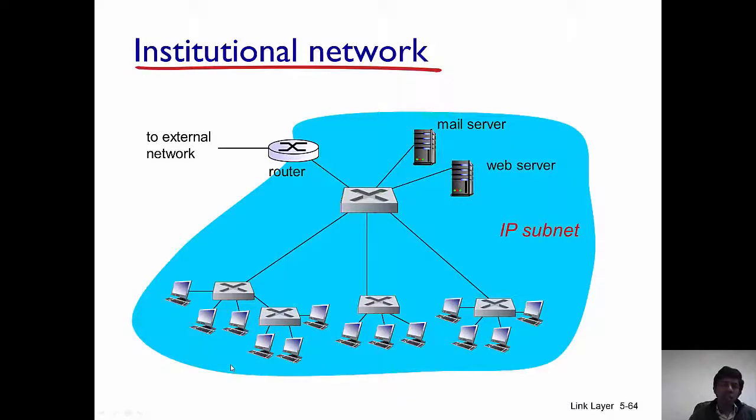So this slide here shows how an institution's network is connected via switches. There are multiple switches within the network which are then connected to another switch, and this switch is then connected to the router. So this is the gateway router of the network, which is then connected to the external internet.